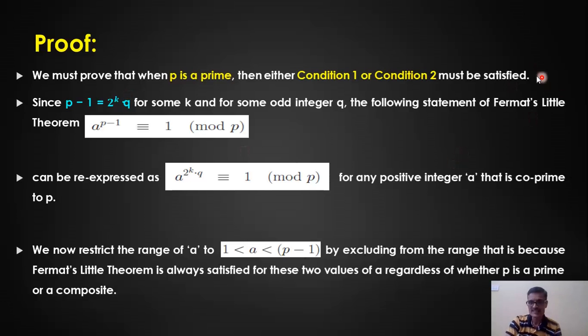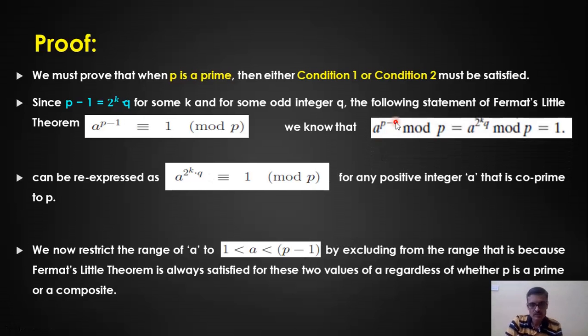And from Fermat's little theorem, we know that a to the power p minus 1 is congruent to 1 mod p, right? Now what is this p minus 1? I substitute p minus 1 by 2 power k into q. So it should be the case that a to the power p minus 1 mod p is equal to a to the power 2 power k into q mod p. So I have substituted p minus 1 as 2 power k into q, is equal to 1.